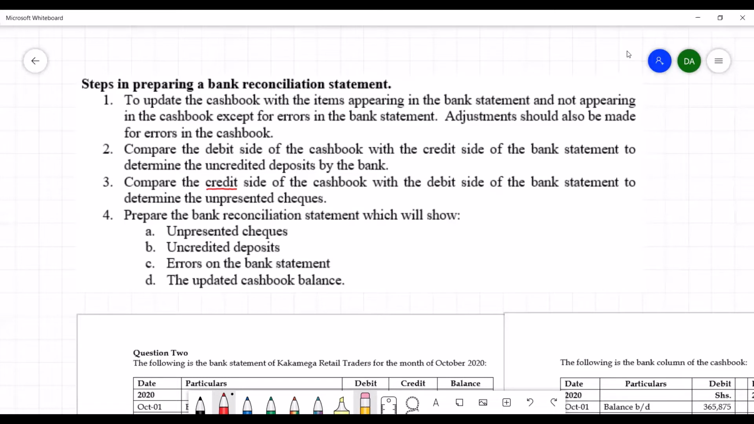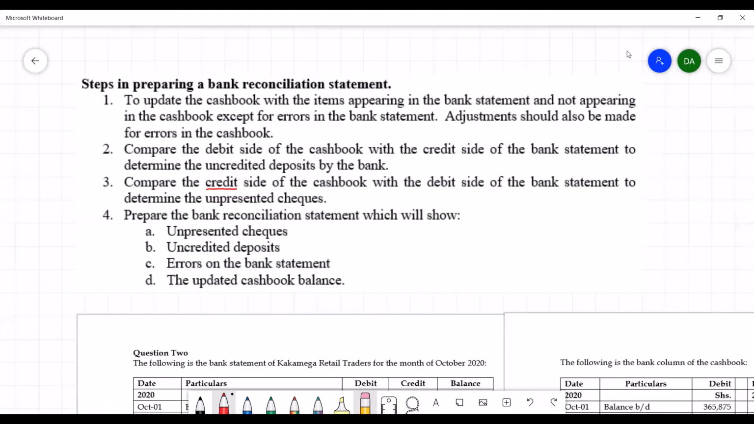Lastly, prepare the bank reconciliation statement, which shows unpresented checks, uncredited deposits, errors on the bank statement, and the updated cash book balance. Now, this is what we will prepare in the case of this question. And those are the steps that we are required to follow.